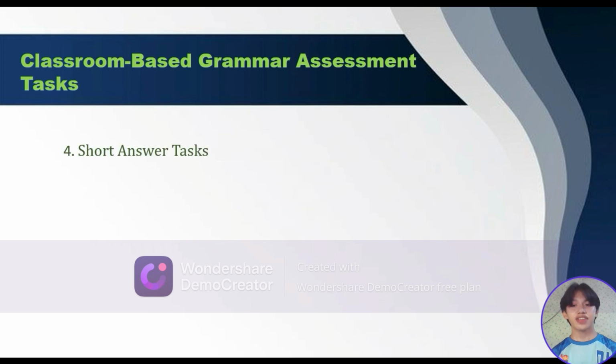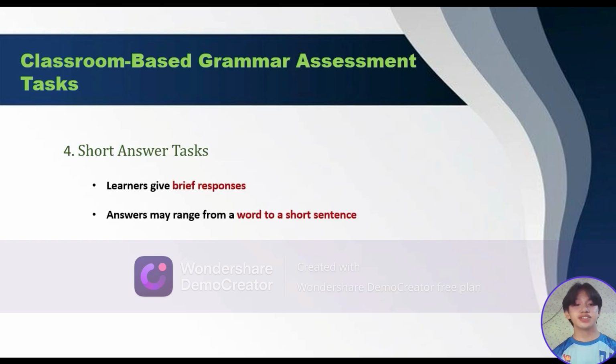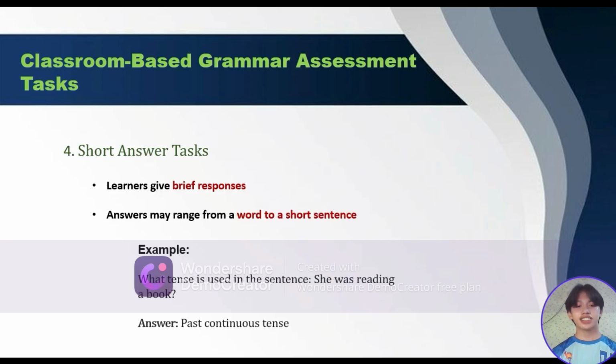Next, we have the short answer task. The short answer task requires learners to give brief responses, which may range from a single word to a short sentence. For example, what tense is used in the sentence: She was reading a book? The correct answer is, of course, the past continuous tense.